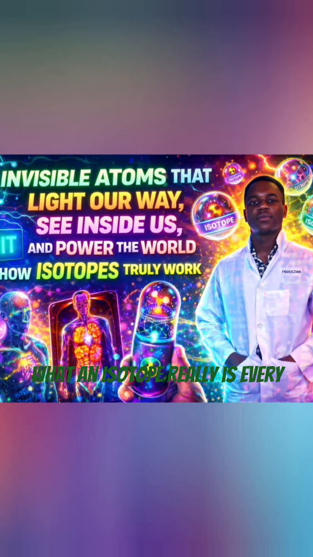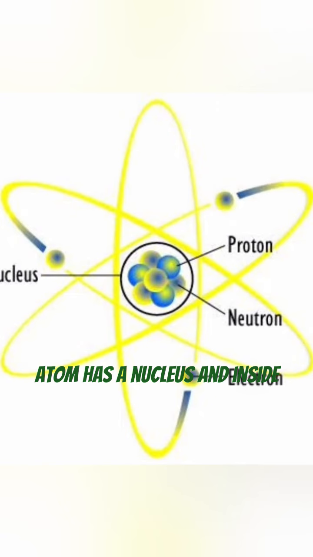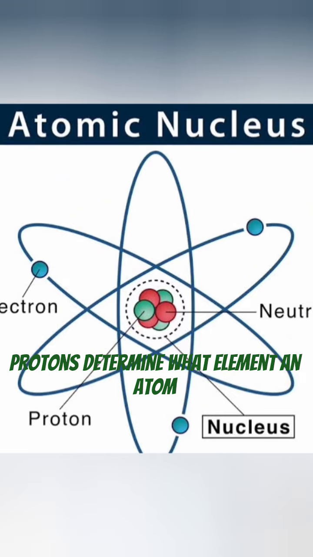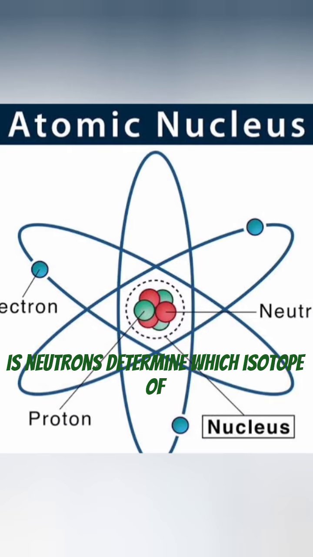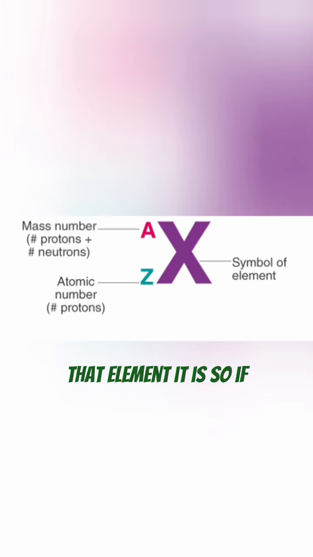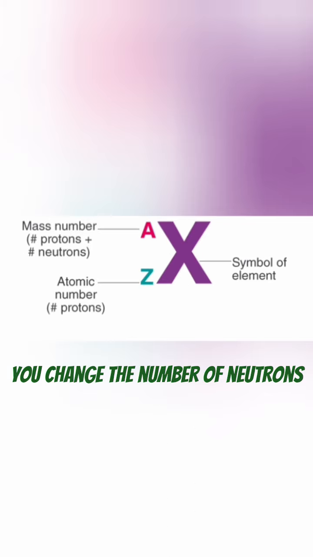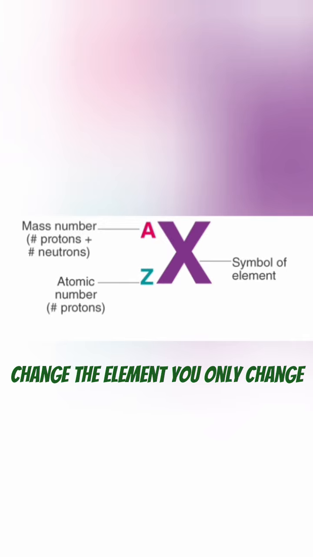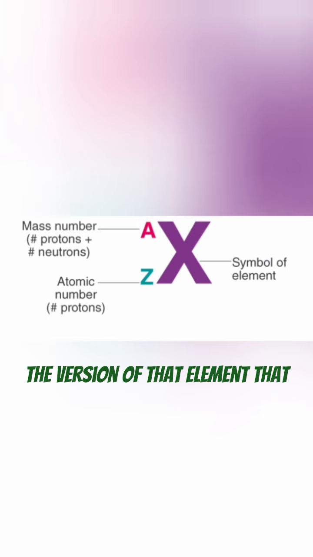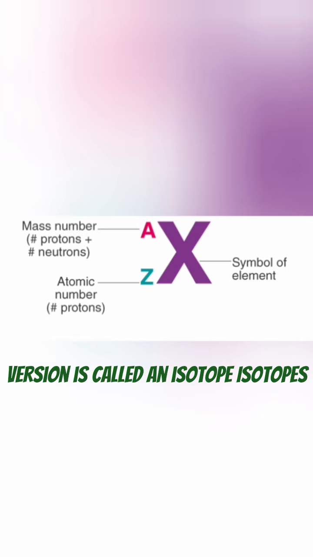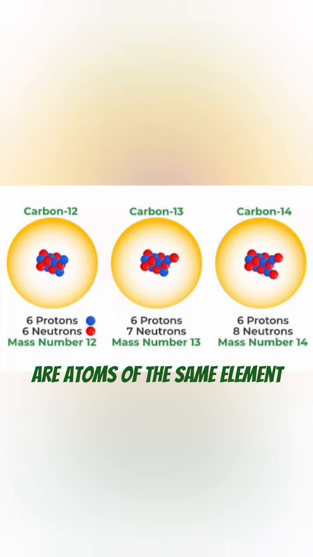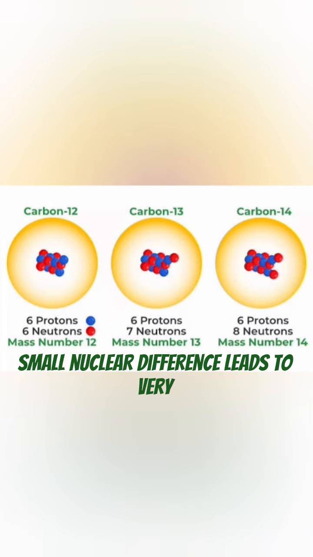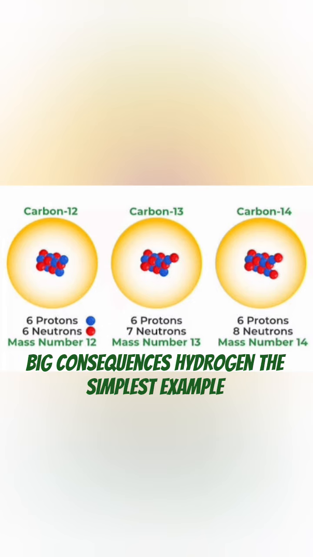What an isotope really is. Every atom has a nucleus, and inside that nucleus are protons and neutrons. Protons determine what element an atom is. Neutrons determine which isotope of that element it is. So if you change the number of neutrons in an atom, you do not change the element. You only change the version of that element. That version is called an isotope. Isotopes are atoms of the same element with the same number of protons, but different numbers of neutrons. This small nuclear difference leads to very big consequences.